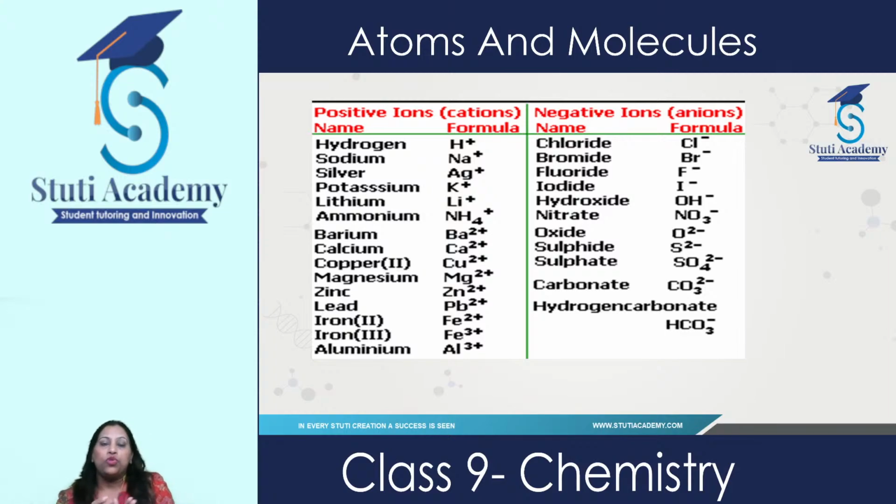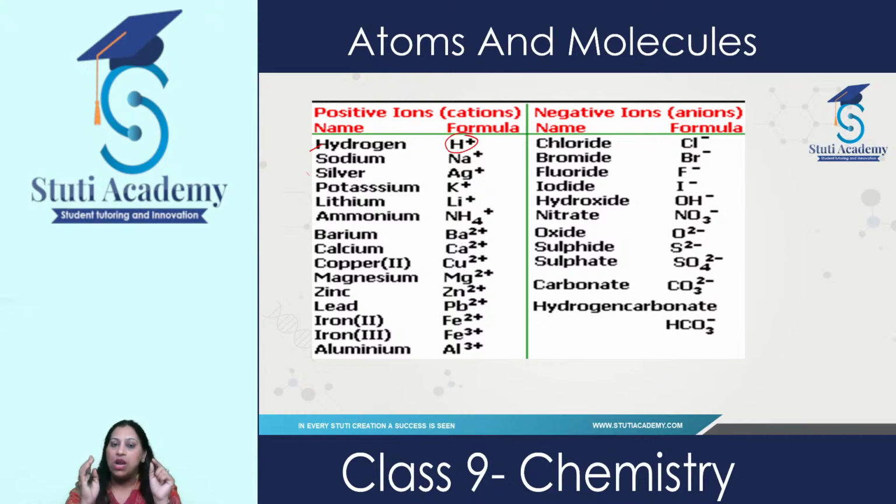Then due to the losing or gaining of electrons, they attain some formulas, and those are known as cations and anions formula. Now let's look at the example of these.